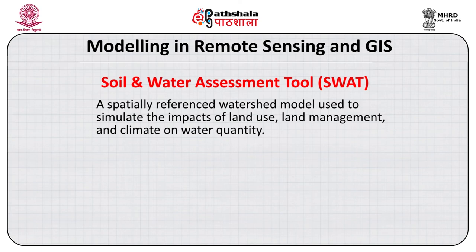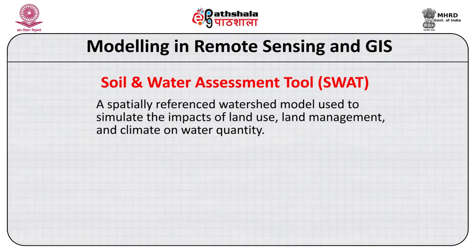Inputs. Inputs are land management practices such as crop rotation, irrigation, fertilizer use, pesticide application rates, and physical characteristics of the basin and sub-basin, meaning precipitation, temperature, soil, vegetation, and topography. What will be the output?